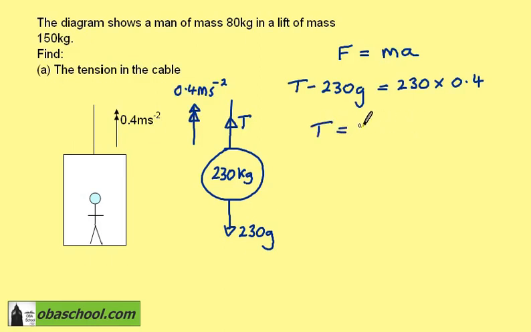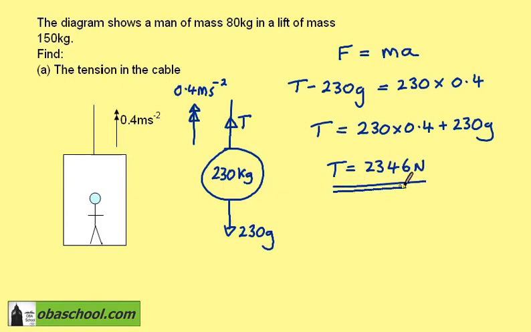Calculating this, T is going to be 230 times 0.4 plus the 230G, and taking G equal to 9.8, this gives us 2346 newtons.